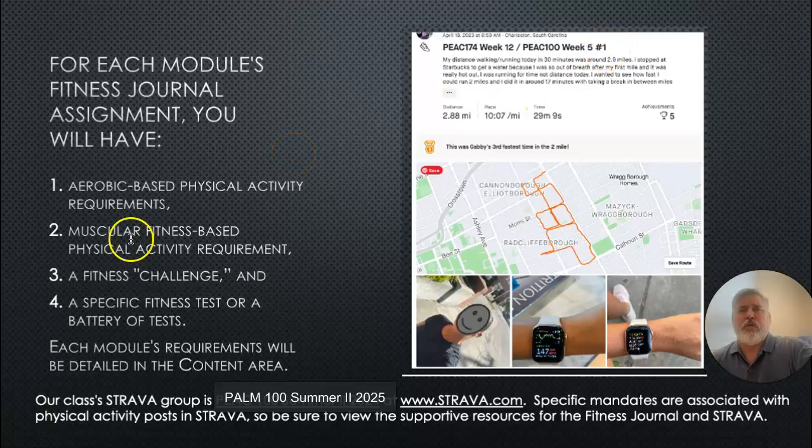Each fitness journal will have aerobic physical activity requirements. You'll have muscular fitness beginning with week 2. There'll be a fitness challenge for week 1. That challenge is to walk 3 times, which needs to be on different days. You can walk twice in one day, but you need to walk a total of 3 days. This doesn't include waiting tables. We're looking at leisure time physical activity, so this has nothing to do with your job. If you have to carve out a 20-minute period to walk 3 days a week, that's the minimum.